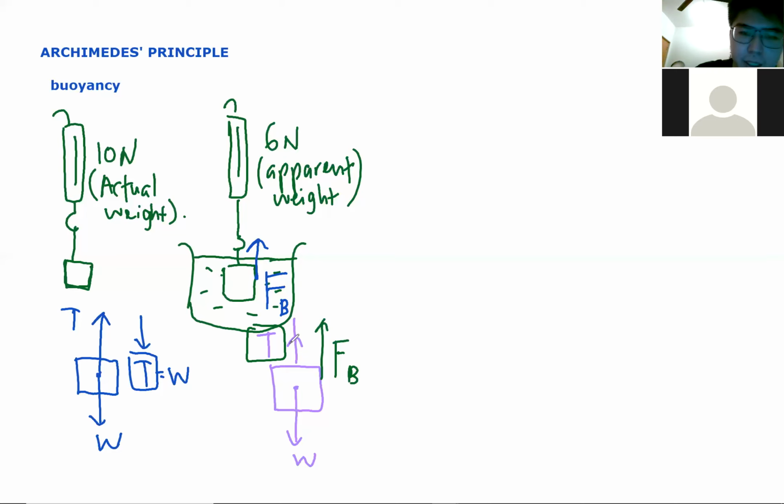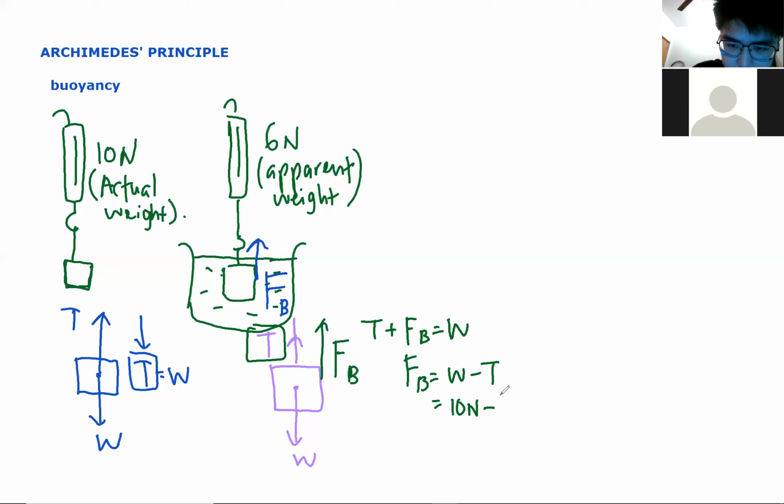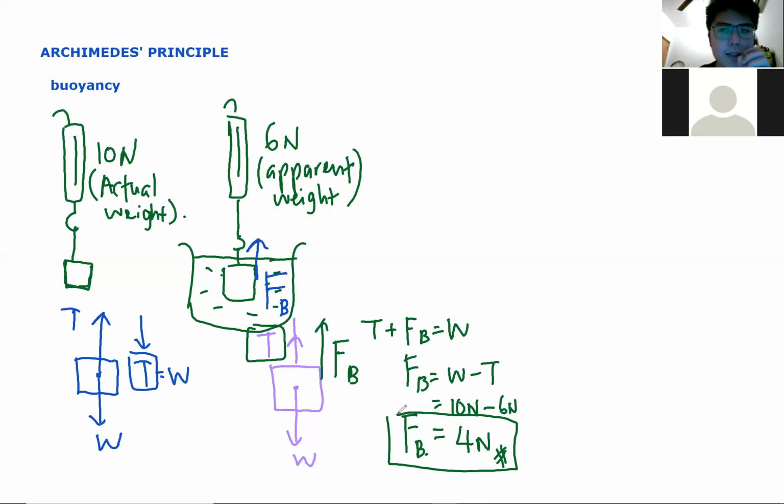Now from here I can write T plus buoyant force equals the weight of the object, and then I rearrange the equation: buoyant force equals W minus T. So the actual weight of the object, which is 10 N, minus the tension, 6 N, equals 4 Newton. So to conclude this whole thing, the buoyant force is equal to the reduction in the weight.